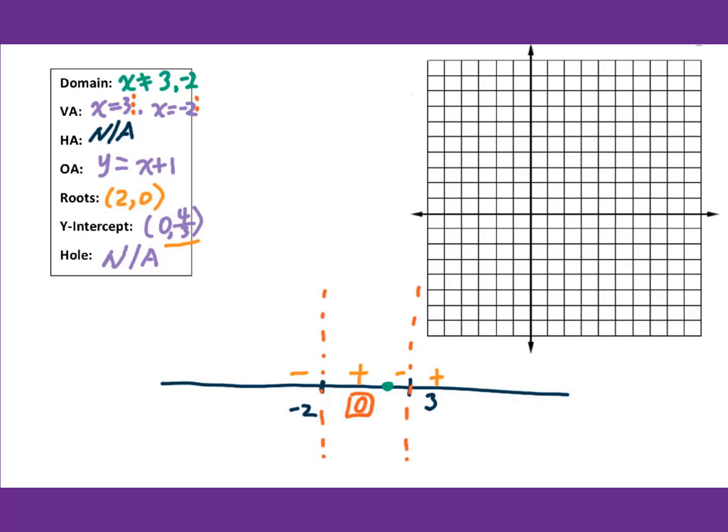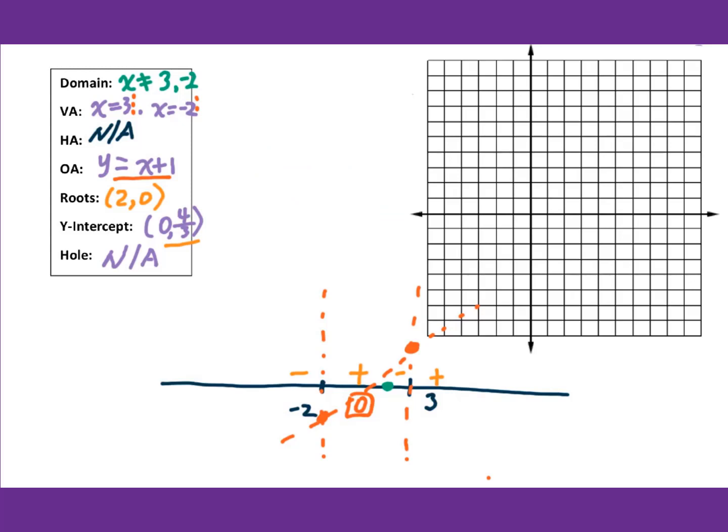For the oblique asymptote line, I've got to get the intersection across these two vertical asymptote lines. So when x equals 3, y equals 3 plus 1 equals 4. So we have 3, 4, supposed to be here. When x equals -2, y equals -2 plus 1, that is -1. So we get -2, -1 is here. This will be the oblique asymptote line.